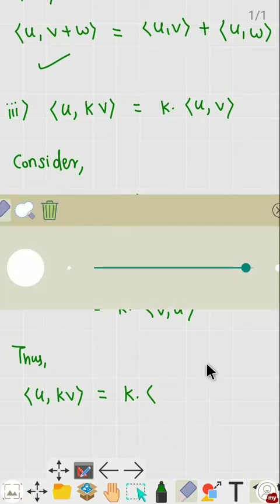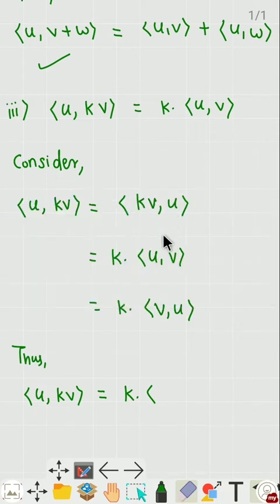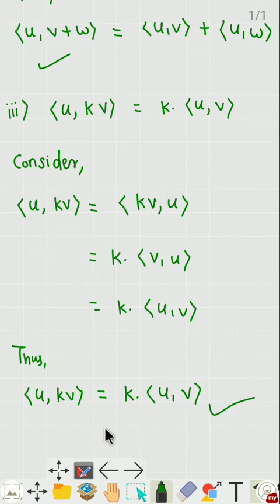One minute, there is a correction, we make the correction here. So here must be k times inner product of v with u, and by symmetry we write inner product of u with v, and then we write inner product of u with kv is equal to k times inner product of u with v. Okay, so this is the proof of the third part of this theorem. So this is the end of this theorem.